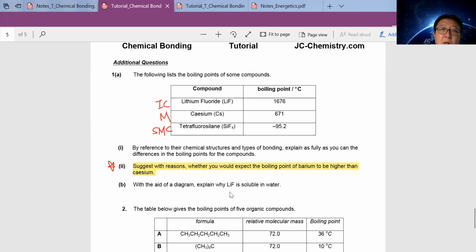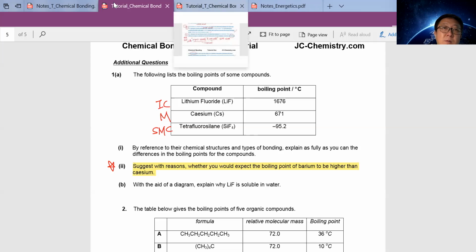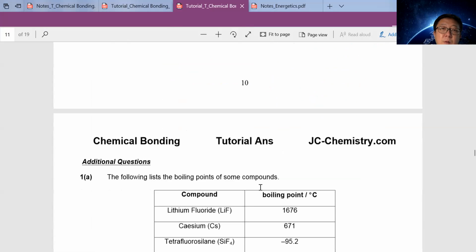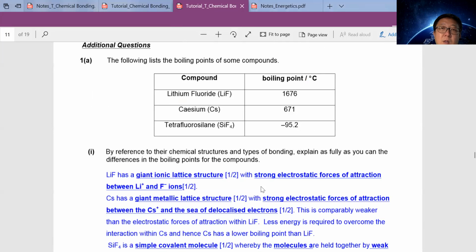Then part B, describe why lithium fluoride is soluble in water. Similar to the question above. Okay, so ionic compound, why is it soluble? Okay, let's take a look. So this is how you talk about lithium fluoride.